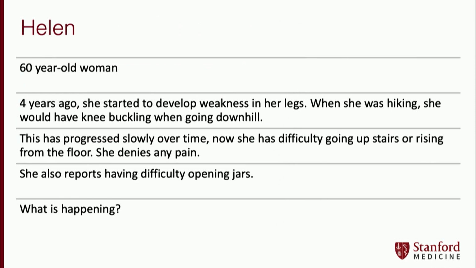So we'll talk a little bit about Helen. Helen is a 60-year-old woman. 4 years ago, she started to develop weakness in her legs. When she was hiking, she would have knee buckling when going downhill. This has progressed slowly over time. Now she has difficulty going upstairs or rising from the floor. She denies having any pain, and she also reports having difficulty opening jars. So she comes to clinic and asks, what's happening?